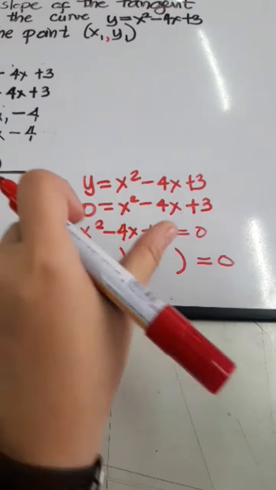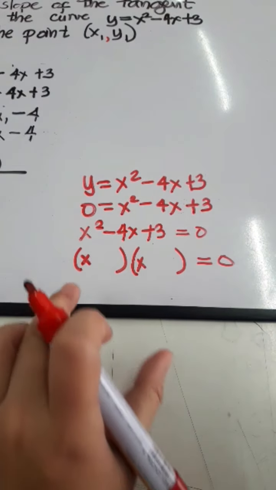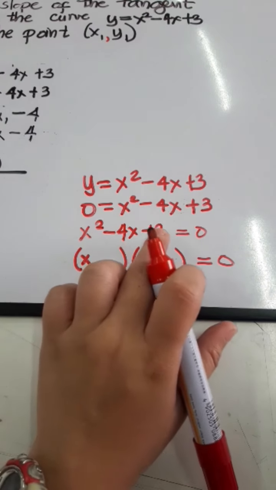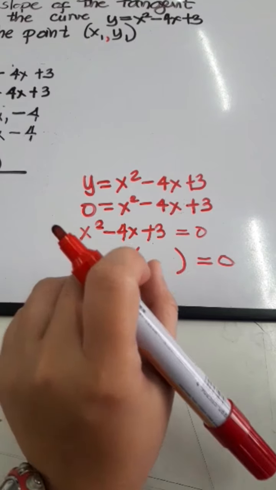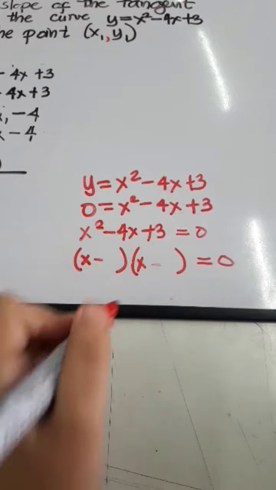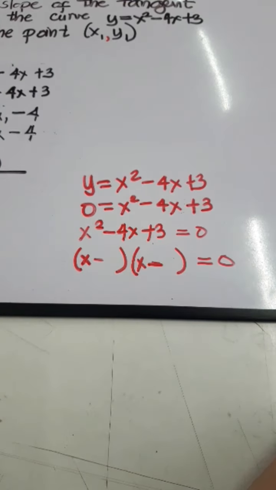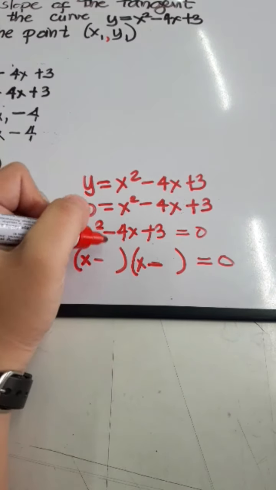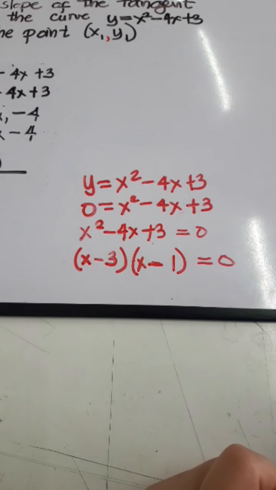By factoring this equation out, so tip lang no, kini positive man, makabalo na ta nga ang atong ginapangita is x minus a value. So, x minus blank and x minus blank. So, unsay factor ni 3 is, it's only 3 and 1. So, therefore, the values nga atong ipangita is x minus 3 and x minus 1.